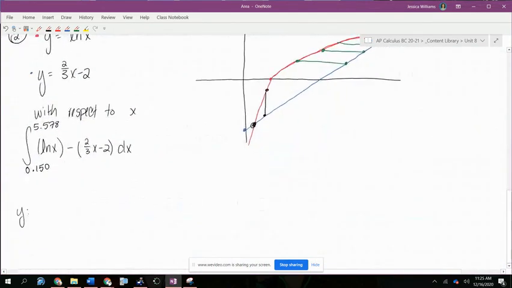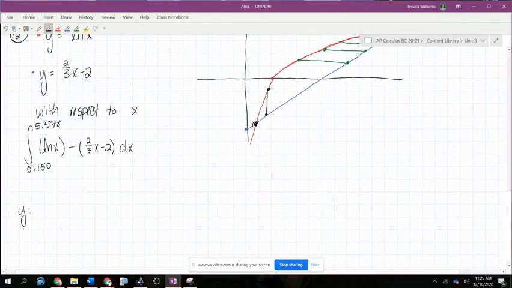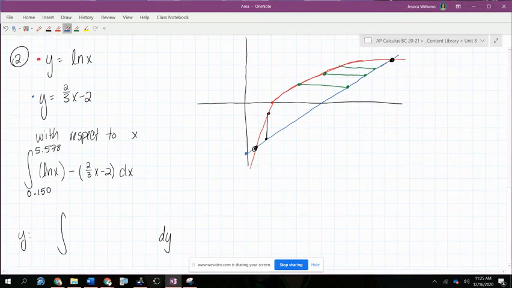So for this one, if we're doing it with respect to y, our integral is going to have a dy on it. And all that means is everything that we put in that integral has to be y values, not x values. So I need to solve this thing for x. I'm going to raise both sides to base e. Now I have e to the y equals x, and that is now this curve. So x equals e to the y.